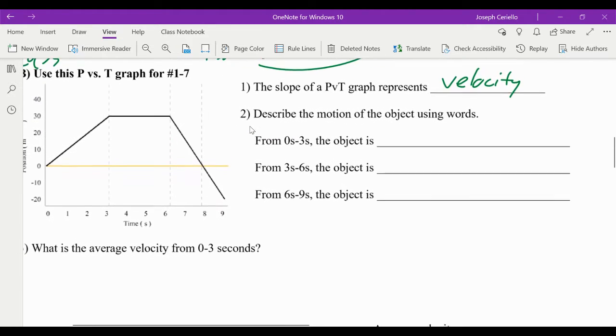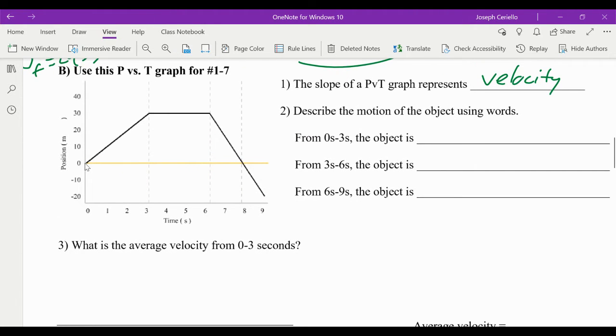So from 0 to 3 seconds, what's going on? Well, from 0 to 3 seconds, you see a slope. Okay, so we know the slope represents velocity, so we have a constant slope, so constant velocity, and it's positive. So you can either say moving forward or constant positive velocity v. From 3 to 6, there is no slope, and the position is not changing, so it's stationary.